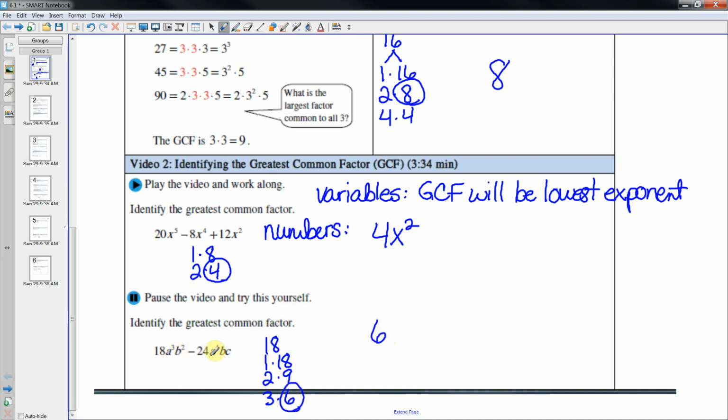Now look at my a's. Do I have a's in both? Yes, I do. The lowest exponent is a cubed, so that's the a part. Do I have b's in both? I do. B to the 1 is the lowest exponent. Do I have c's in both? I do not. I have a c in the second one, but not in the first one. So the c can't be listed in my greatest common factor. So it's just 6a cubed b.